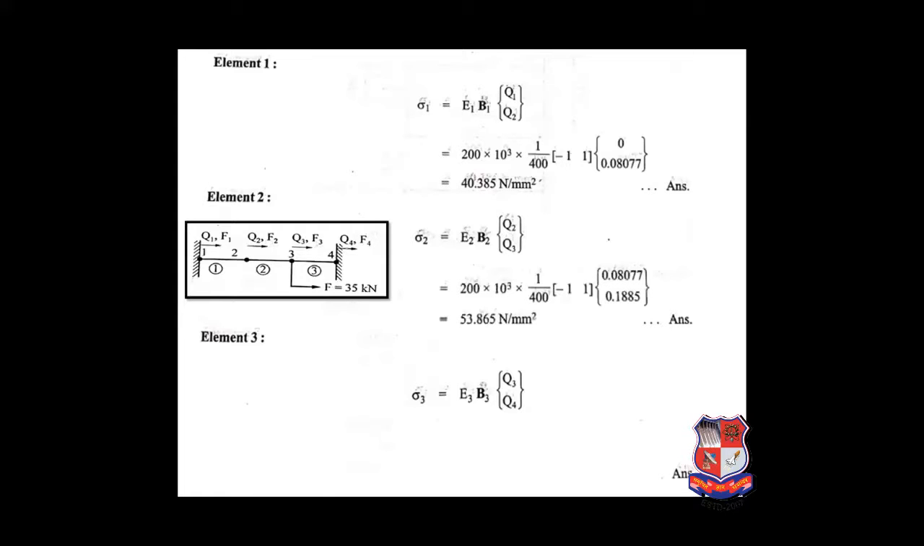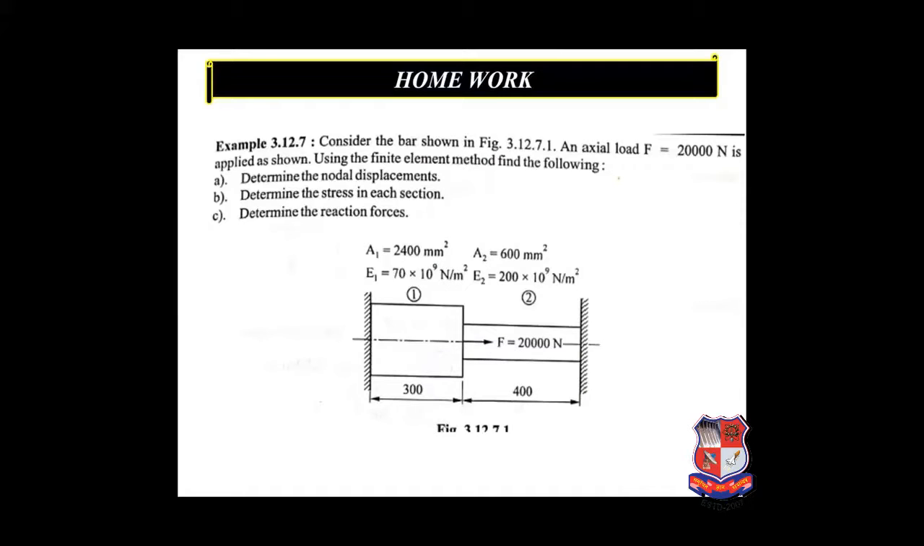Let's see, putting the value 200 into 10 raised to 3, 1 by 400 minus 1. We are putting the changed values Q2 and Q4. Okay, so let's go ahead. Similarly, we have to find the particular stress. Here, if the material is changed, then the E value will change. This minus sign at the downside in the stress of element number 3 indicates it is a compressive stress, and it is compressive due to the F force.